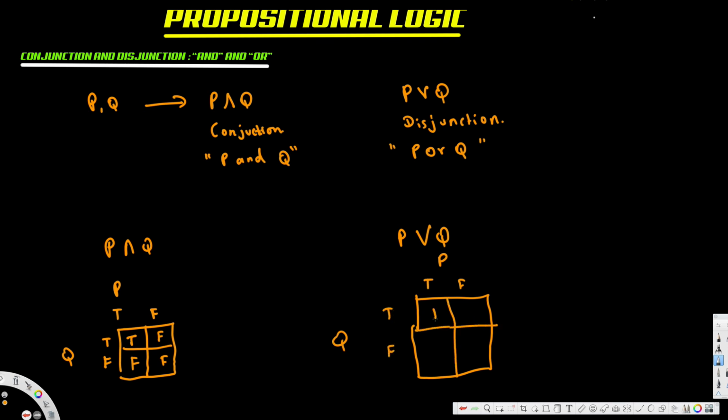When both of them are true, it's true. When one of them is false, it's still true, because at least one has to be true in order to be true in "or". Here we have one true, so it's going to be true. Here both of them are false, so this is going to be false. And that's the basic thing about conjunction and disjunction.